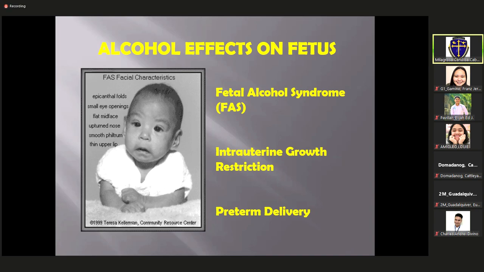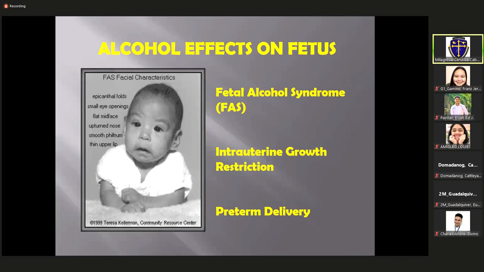But there are other pictures talaga that you can really see the abnormality caused by alcohol, lalo na pag ginawa ng tubig ni mama yung alcohol because she is depressed. No? Kaya yan yung nangyayari. It can also cause intrauterine growth restriction. Syempre, depressed po ang mga system natin. Nagsuslow yung mga takbo, no?